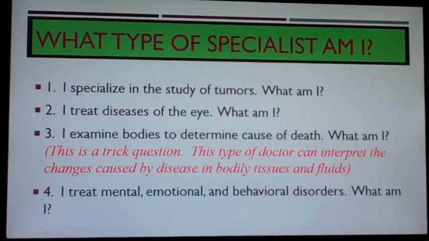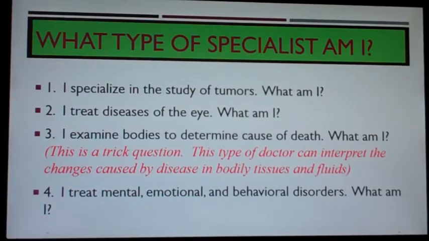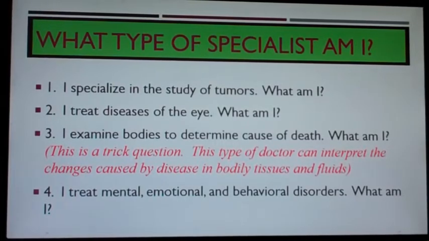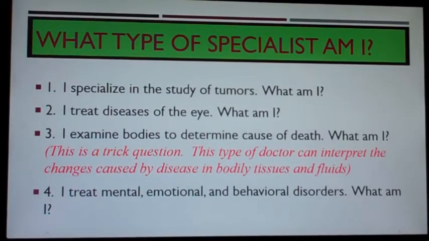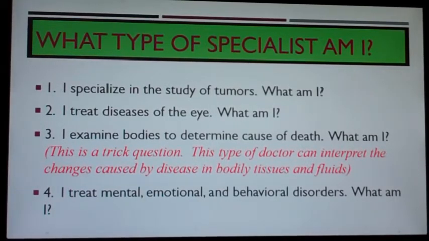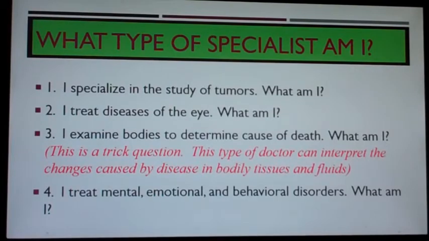Number 2, I treat diseases of the eye. What am I? Number 3, I examine bodies to determine cause of death. What am I? This is a trick question. This type of doctor can interpret the changes caused by disease in bodily tissues and fluids. Number 4, I treat mental, emotional, and behavioral disorders. What am I?